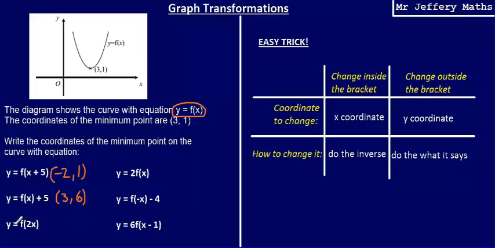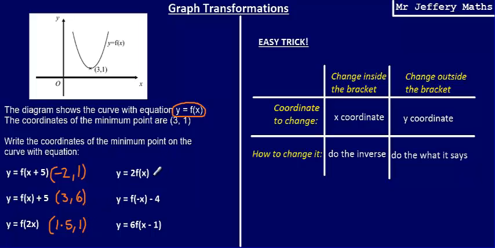Next one, we've got y equals f of 2x. Here the change has happened inside the bracket, which means we're going to change our x coordinate, that 3 at the front, and we're going to do the inverse. So the inverse of multiplying by 2 is going to be divide by 2. So we're going to take that number 3, we are going to divide it by 2, and that will give us our new x coordinate. So we get 1.5. The y coordinate stays as it is because there are no changes outside the bracket, so our new coordinate will be 1.5, 1.